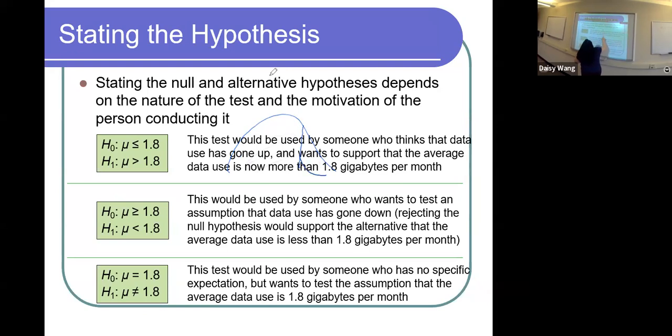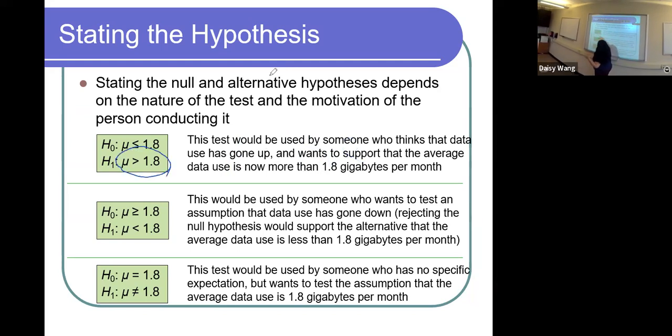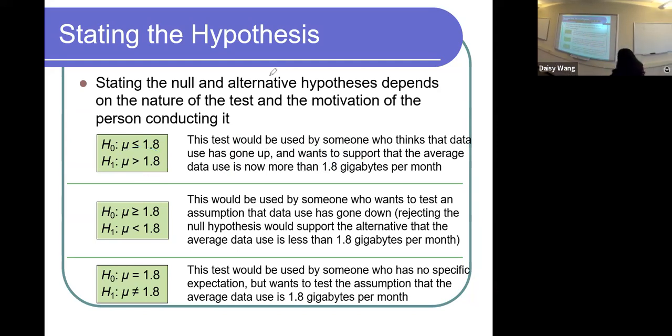Whether or not in this area. So if our data is outside of this area, then we can check this. It shows maybe average data use is more than 1.8.